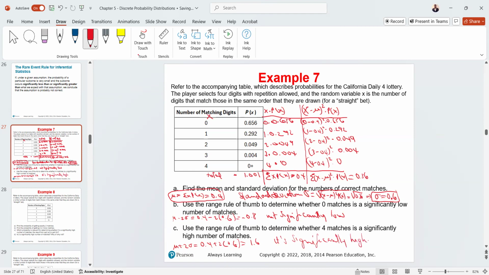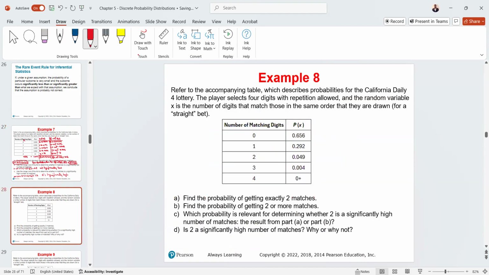Because 4 matches is way greater than 1.6, so it's significantly high. But the other one is not significantly low, because 0 is not less than negative 0.8. So that's why we're going to do it.